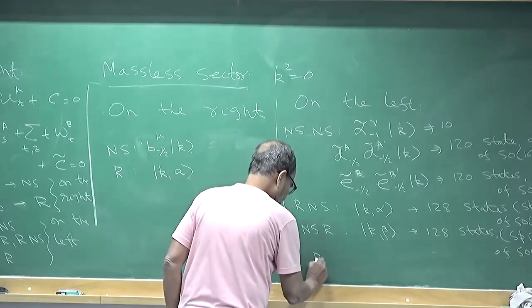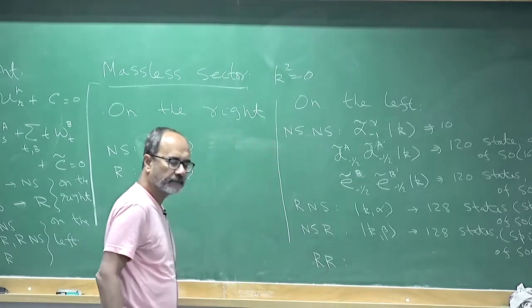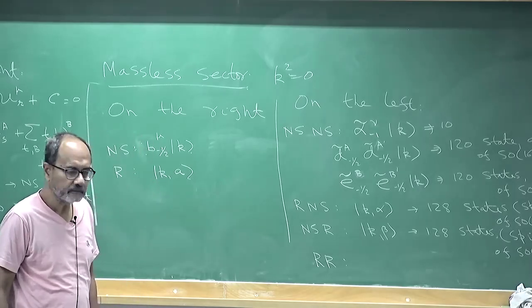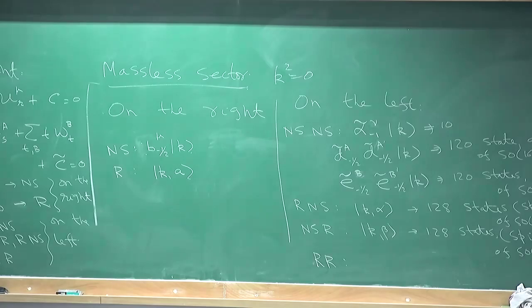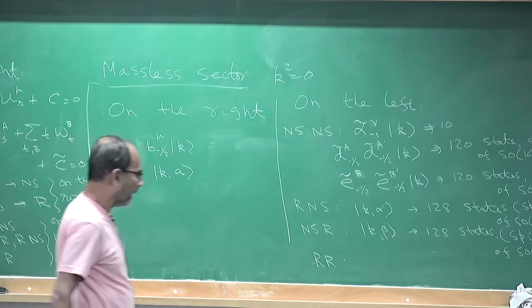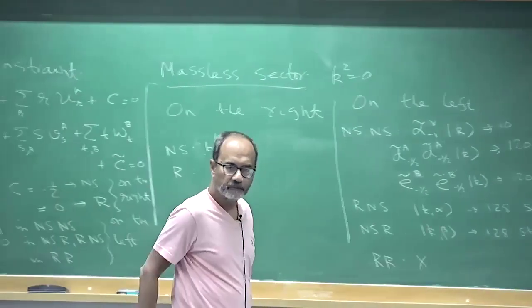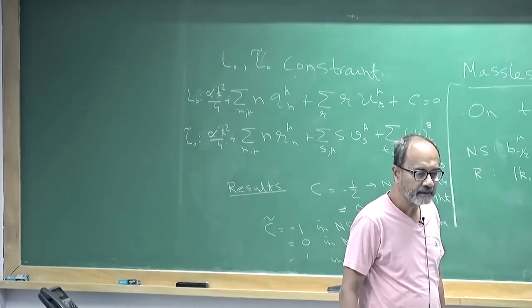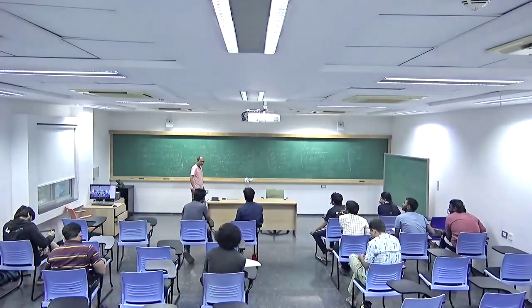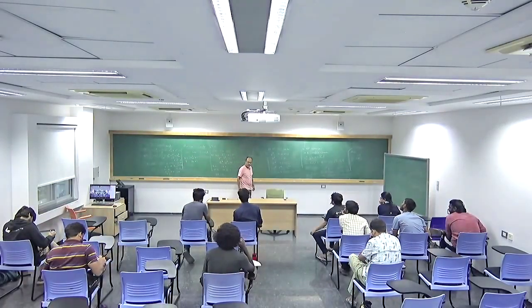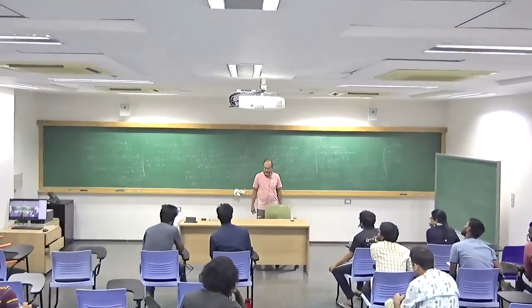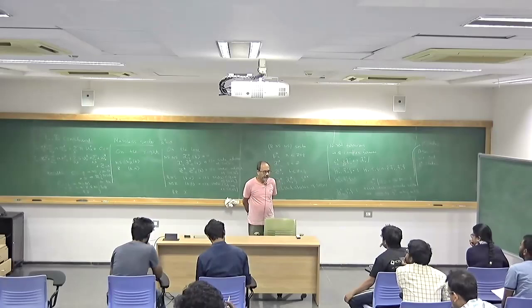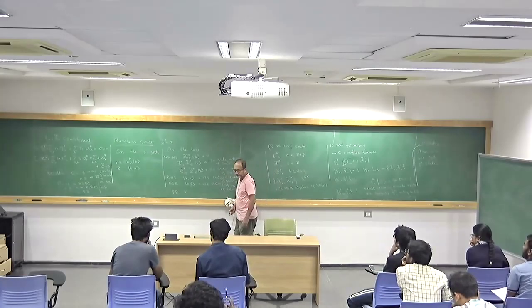What about RR? C tilde is 1. So nothing will work, right? You cannot get a massless state in RR. Okay, so from RR it's empty. Yeah, this was true in the previous case also, right? The RR sector, there it was what we called the R sector. There is only one projection. So these are the massless states.